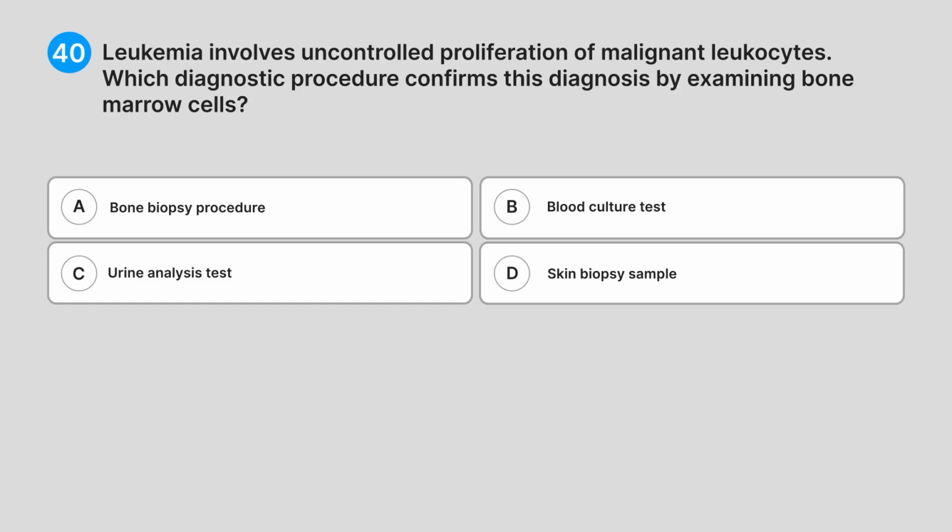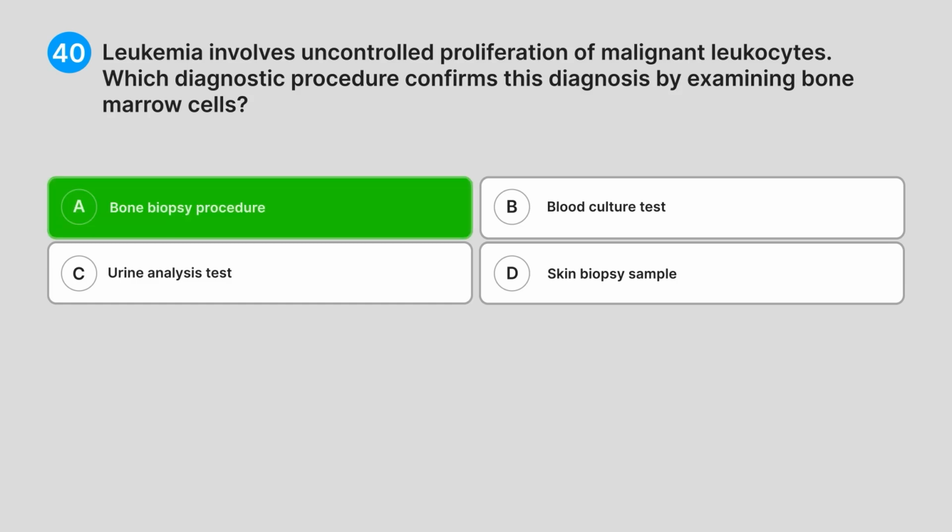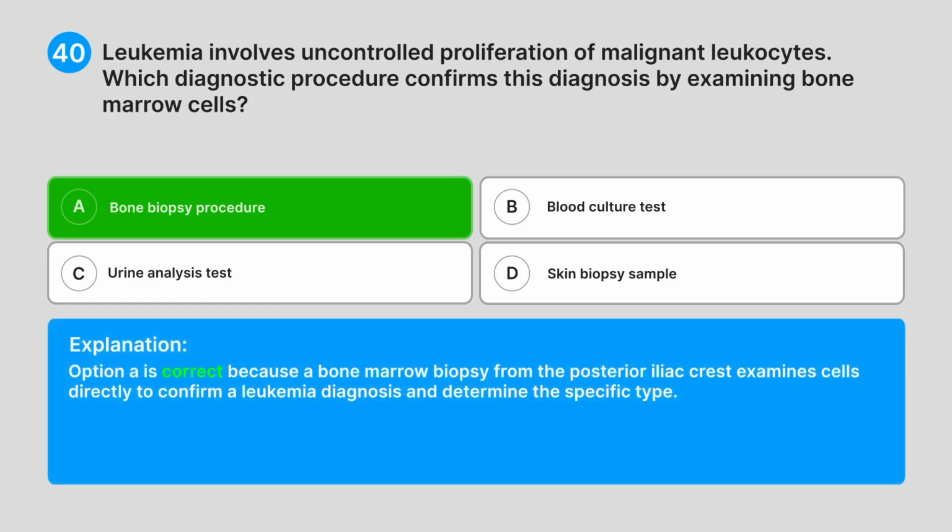Correct answer, A. Bone biopsy procedure. Explanation: option A is correct because a bone marrow biopsy from the posterior iliac crest examines cells directly to confirm a leukemia diagnosis and determine the specific type.